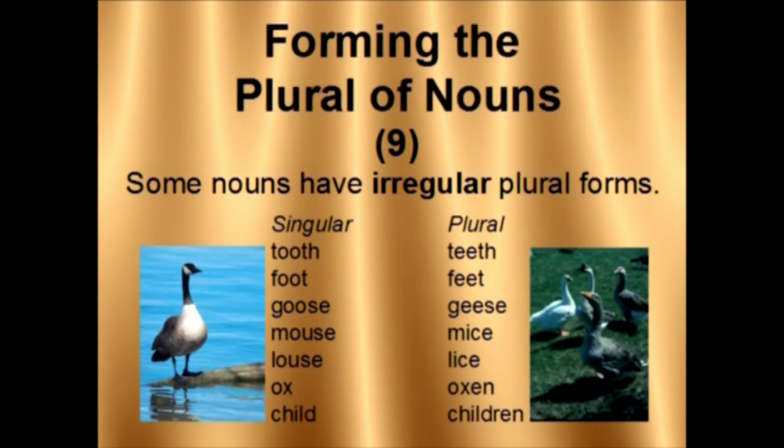Number 9. Some nouns have irregular plural forms. Examples: for singular, tooth; for plural, teeth; foot, feet; goose, geese; mouse, mice; louse, lice; ox, oxen; child, children.